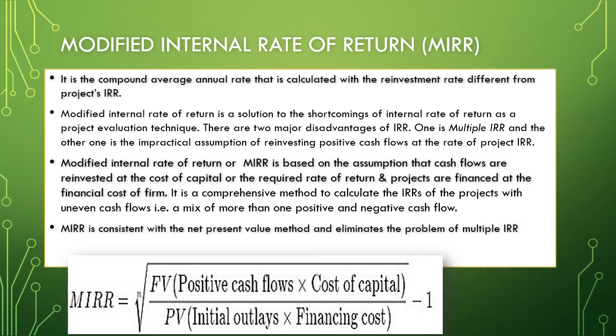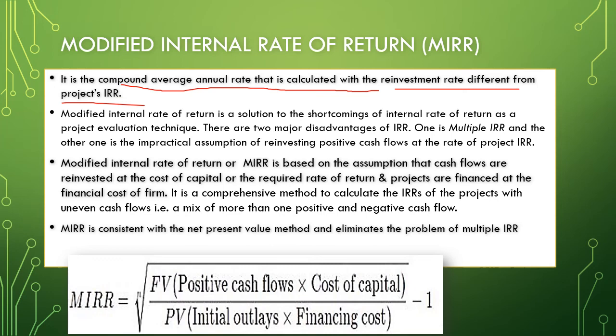Now comes the modified internal rate of return. Okay. So it is the compound average annual rate that is calculated with the reinvestment rate different from the project's IRR. So if you have seen the first video of NPV and IRR, the first part of the series, you will know that in IRR it implies that the cash flows are reinvested at the IRR rate itself. What is IRR rate? It is the rate at which NPV is 0. So in IRR, the cash flows are reinvested at the IRR rate itself. But in MIRR, the reinvestment rate is different from the project's IRR.